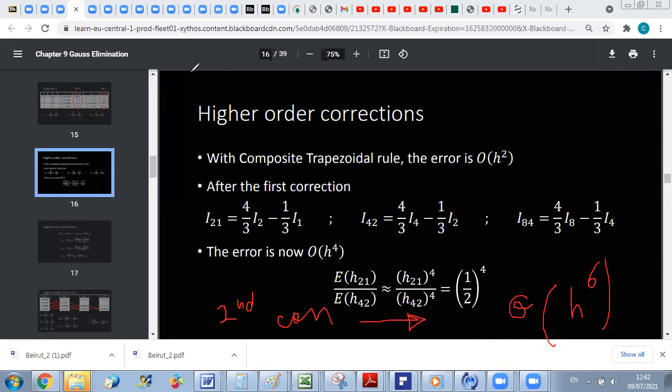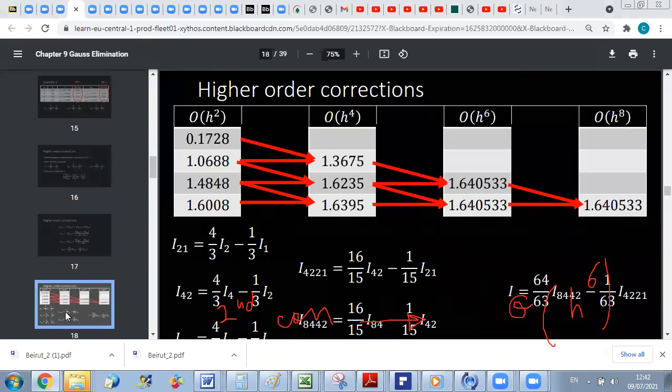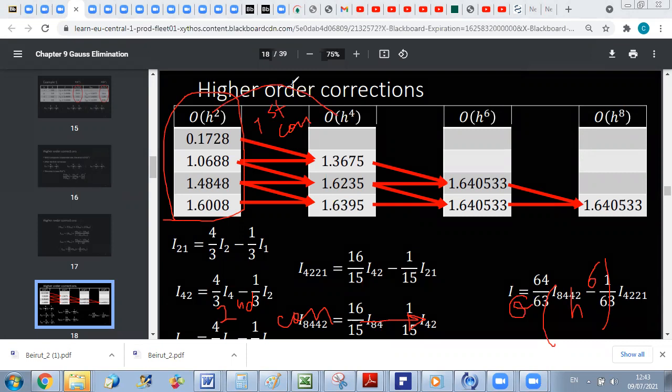Okay, let us see this numerically. The idea was I started with a certain method. I selected the trapezoidal rule, which is of order h squared. I calculated I21, I42, I84. From these calculations I can do the first correction, and I will gain 2 orders of accuracy. So from here to here, I have +2.